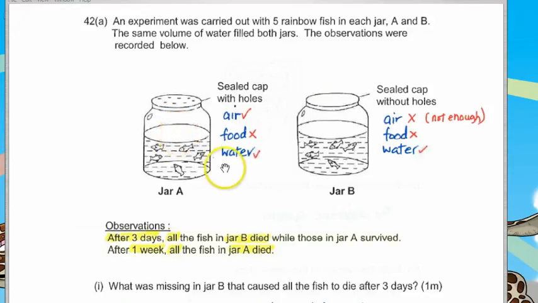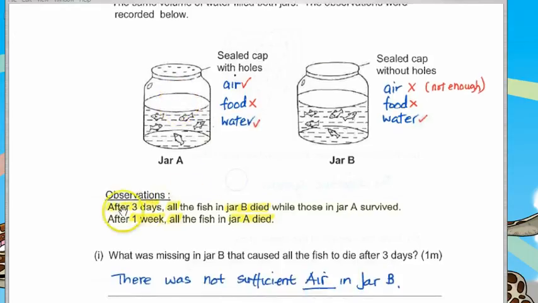Okay, now take a look. After 3 days, all the fish in jar B died, and those in jar A survived. But much later, after 7 days or 1 week, all the fish in A died. It means in the end, in both jars, the fish died. Right? This one, 3 days, it died. This one is 7 days, then they died.